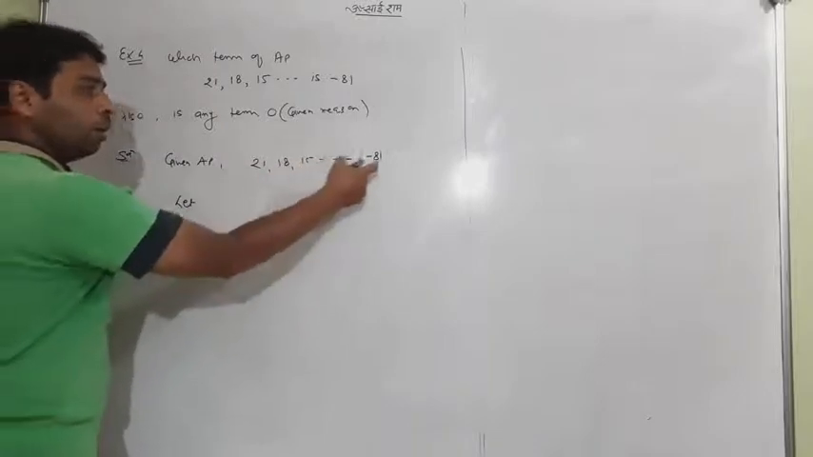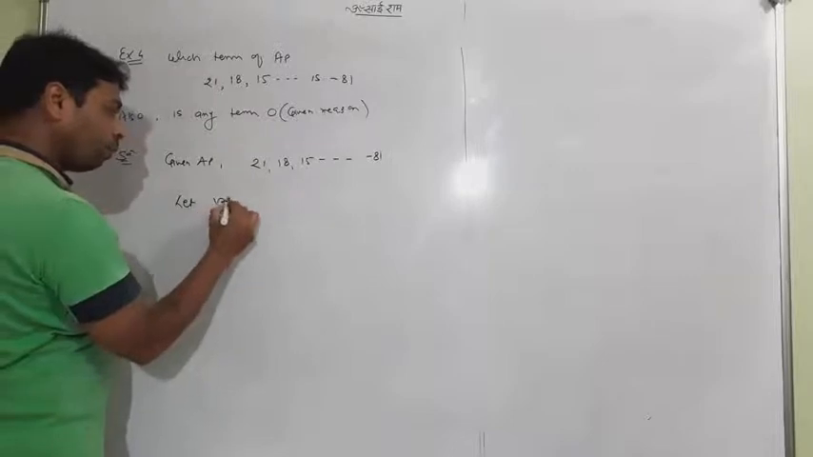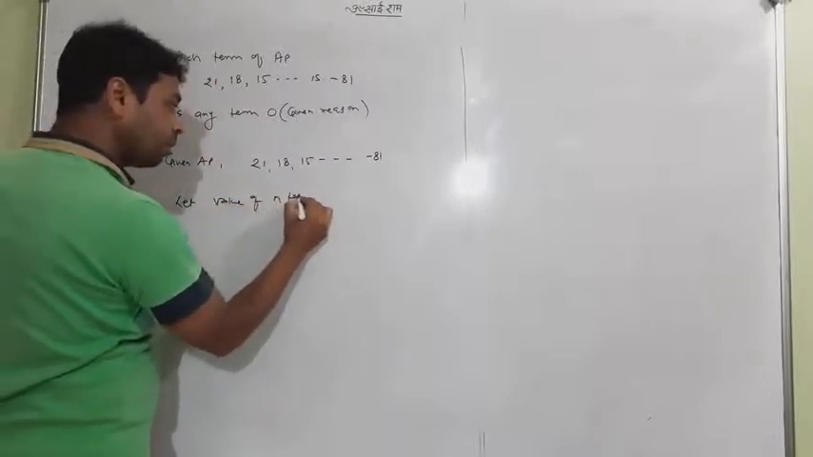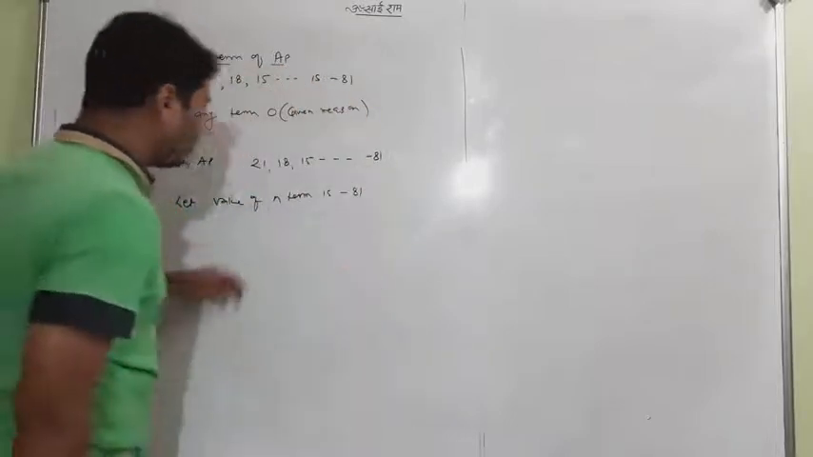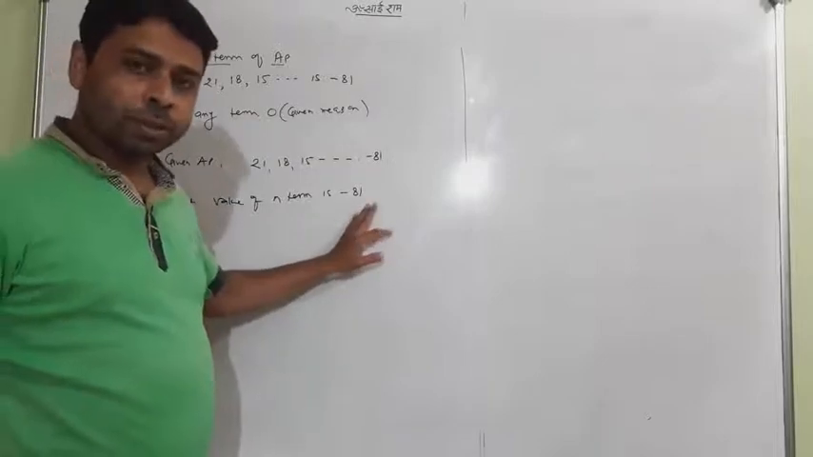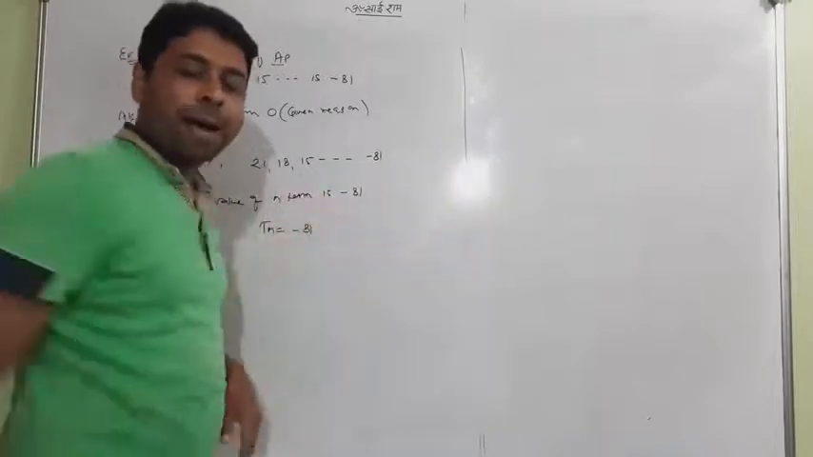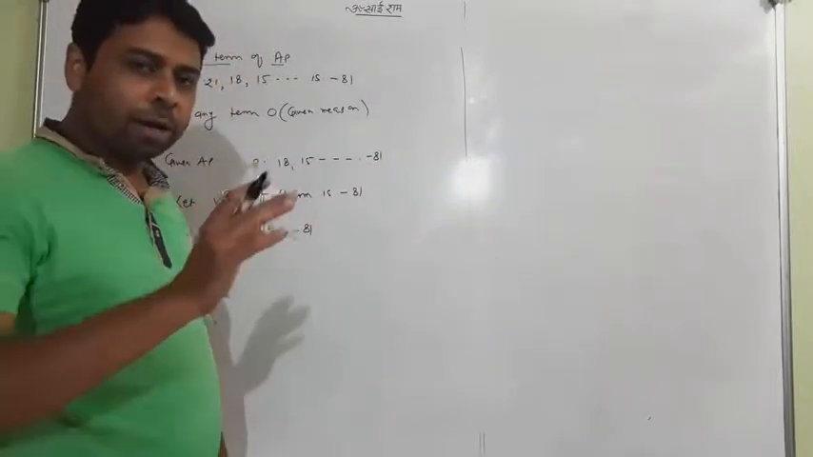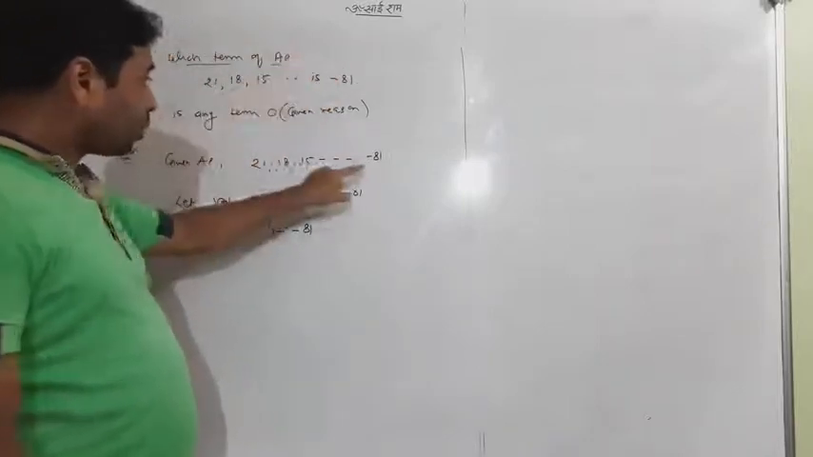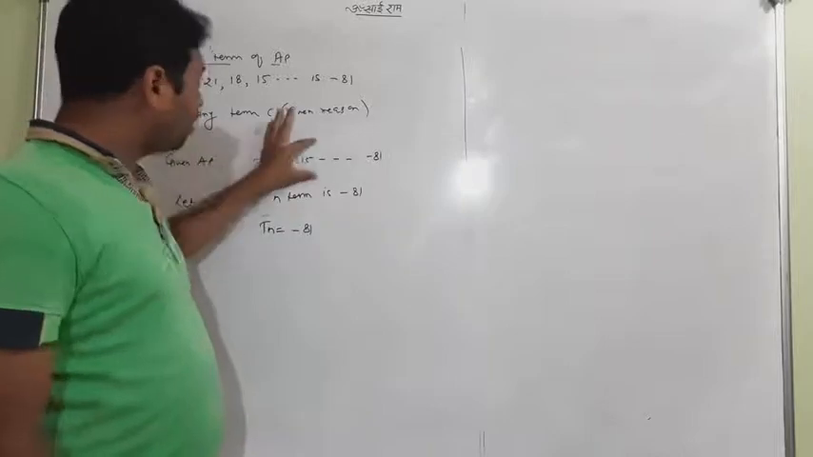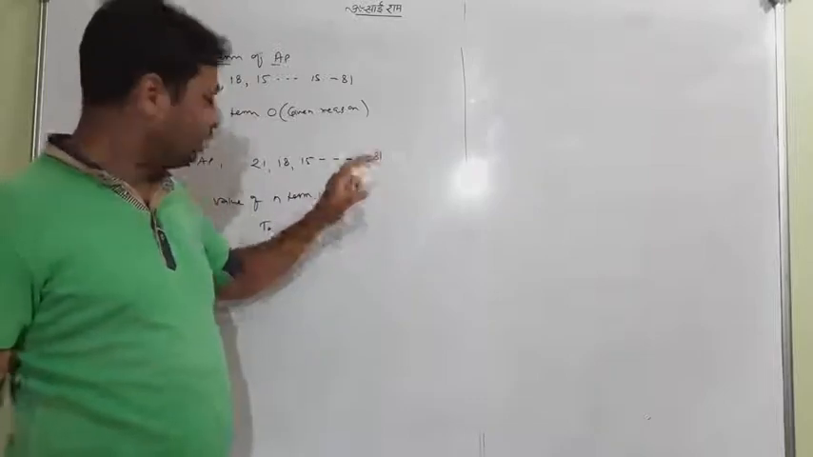I'll say let the nth term be minus 81. The question asks which term of the AP is minus 81. I have written that the value of the nth term is minus 81, meaning Tn equals minus 81. The language is a bit changed, but the meaning is the same. Which term of the AP is minus 81? We say it is the value of the nth term, meaning Tn, so Tn equals this.